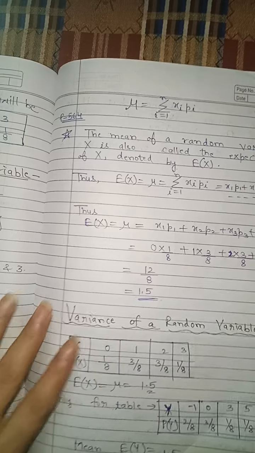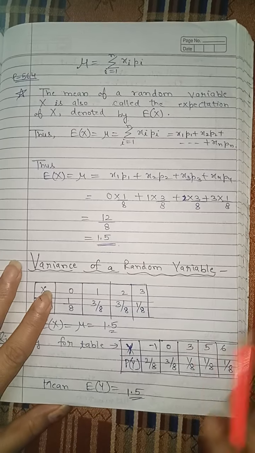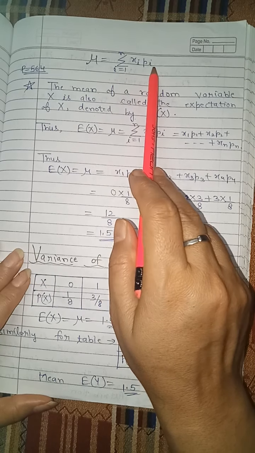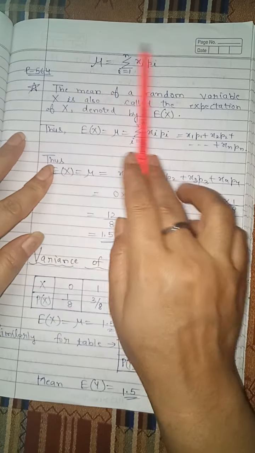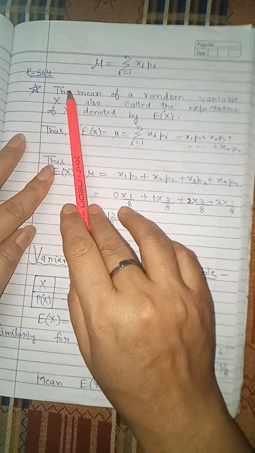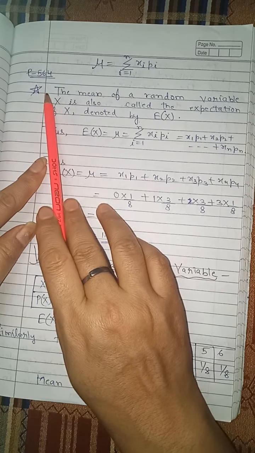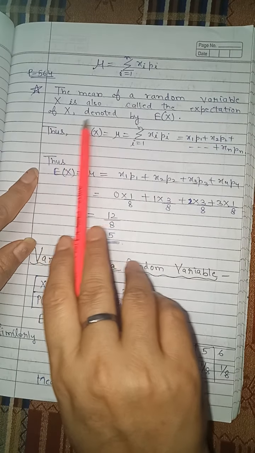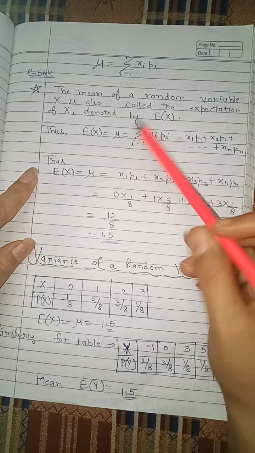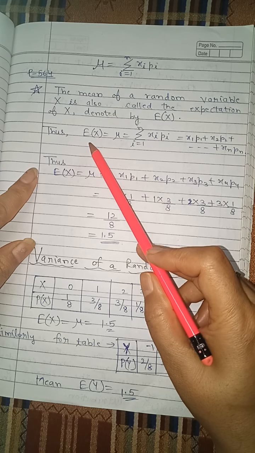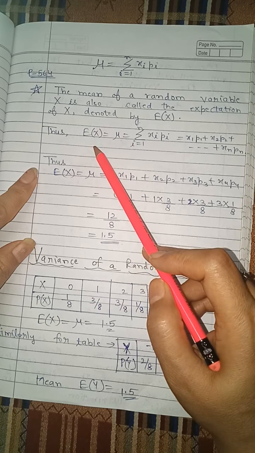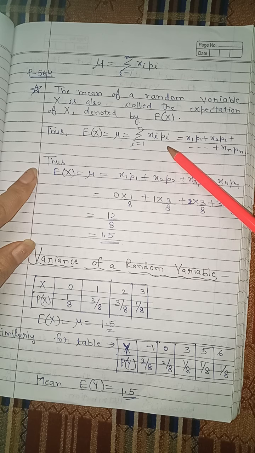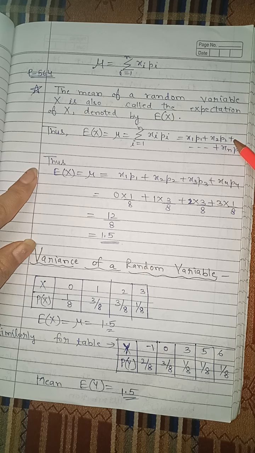Or we can write the formula of mean in this way: sigma i equals 1 to n of xi pi. This is also given in your book on page number 564. The mean of a random variable X is called the expectation of X, denoted by E(X). You can write mu as well as E(X), meaning expectation of the variable X. The formula we just wrote, sigma xi pi, means x1 p1 plus x2 p2 till xn pn.